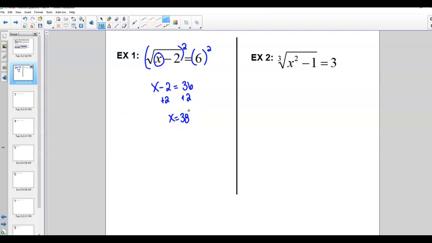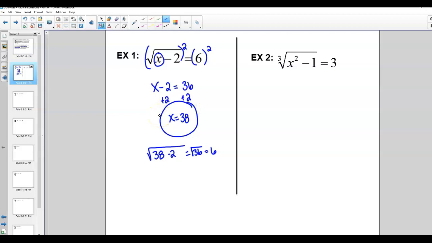Remember, I did say it's very common to get extraneous solutions here, so you want to plug that number back in. And so 38 minus 2, of course, is just going to give you the square root of 36, which is 6. So this answer does work.